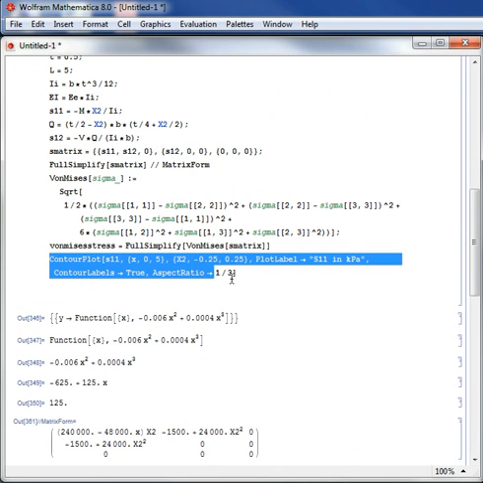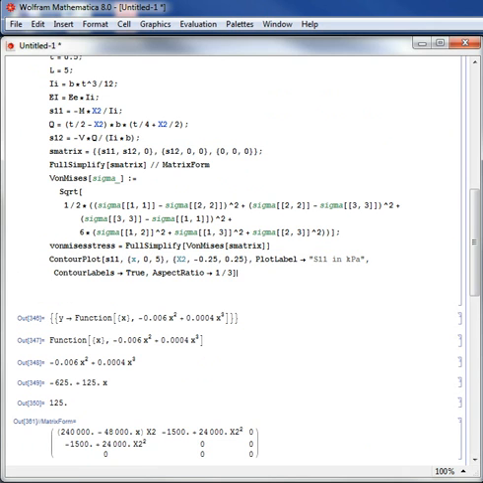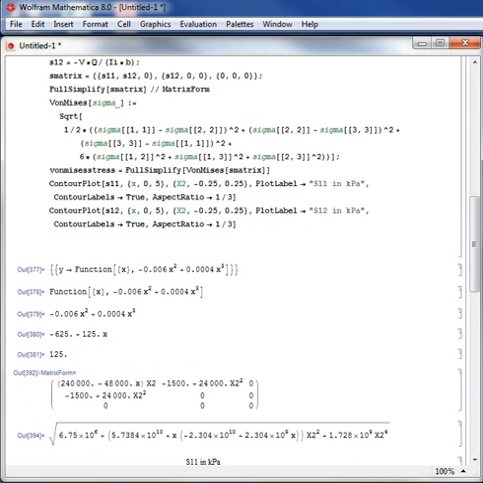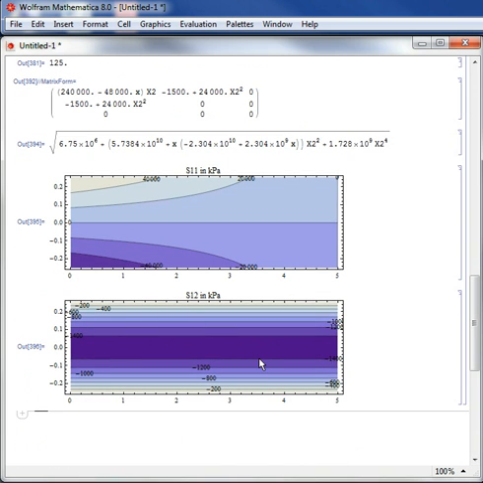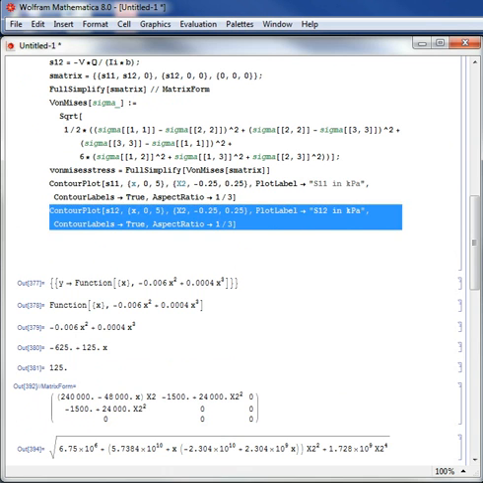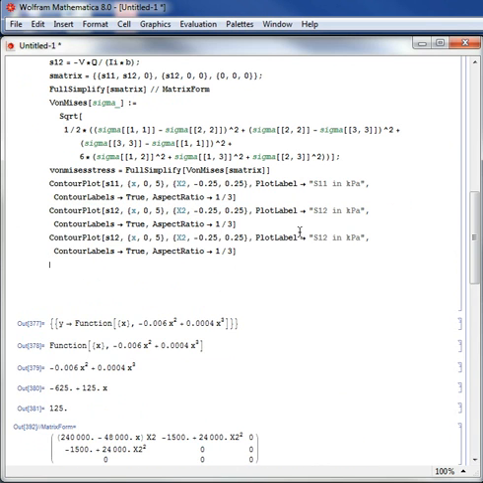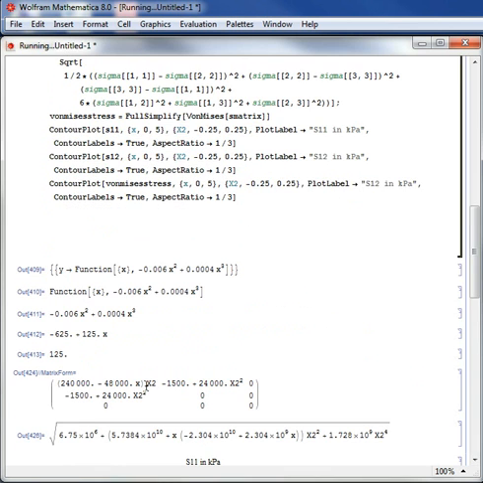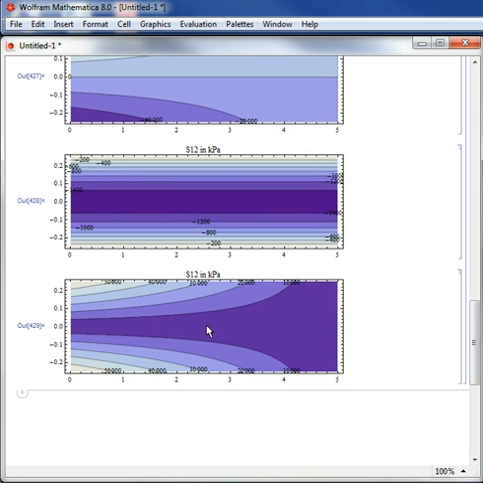If you want to plot sigma 12 across the beam, put S12, and the plot label is S12 in kPa. Shift enter. Here is your sigma 12 in kPa. If you want to plot the von Mises stress, we called it von Mises stress. Copy, paste, shift enter, and here's the von Mises stress in kPa.